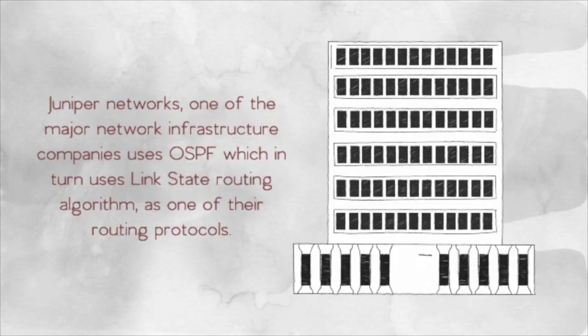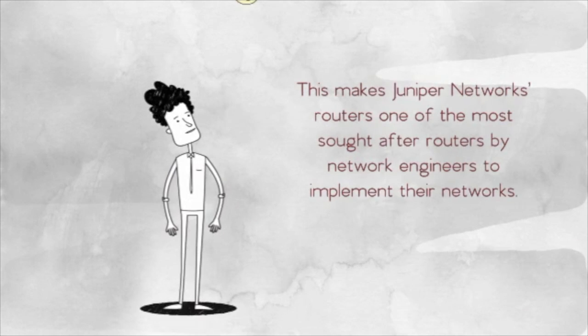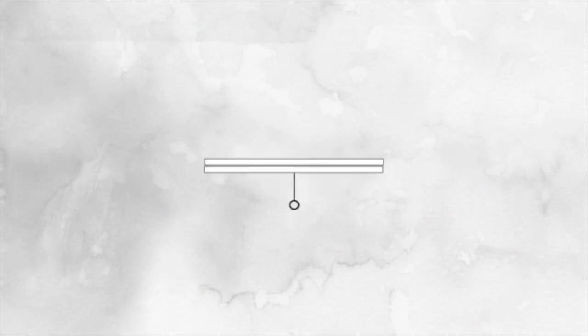Juniper Networks, one of the major network infrastructure companies, uses OSPF, which in turn uses the Link State Routing Algorithm as one of their routing protocols. This makes Juniper Networks routers one of the most sought-after routers by network engineers to implement their networks.